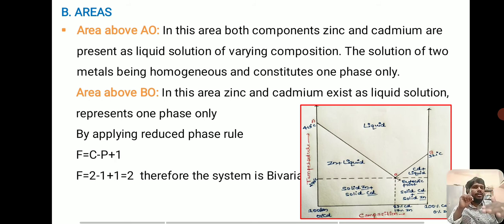Coming to the area above BO. In this area, zinc and cadmium exist as liquid solution and represents one phase only. Here also, by applying reduced phase rule, we have F is equal to C minus P plus 1. So F is equal to 2 here. So this is a bivariant system. In these two areas, we have bivariant system.